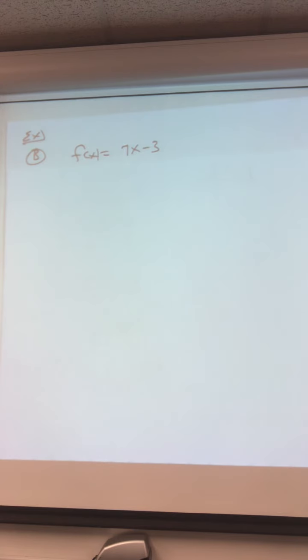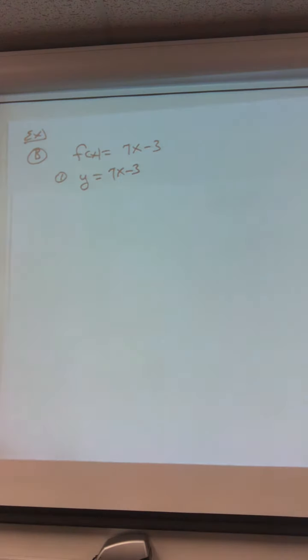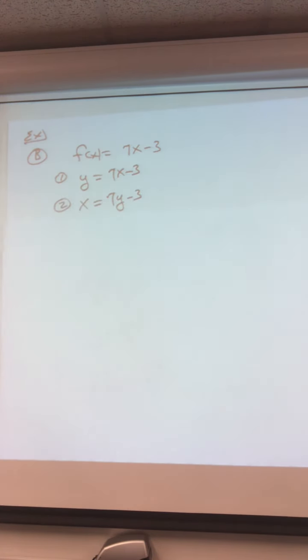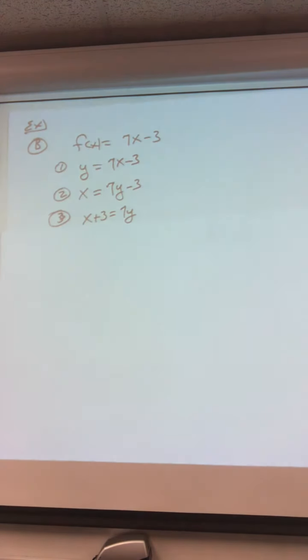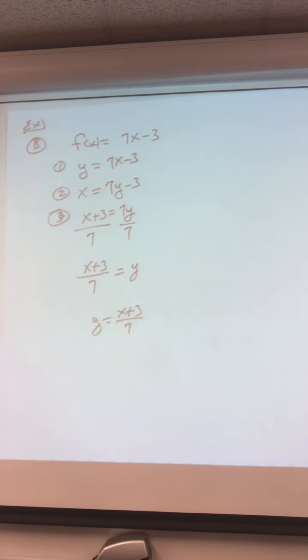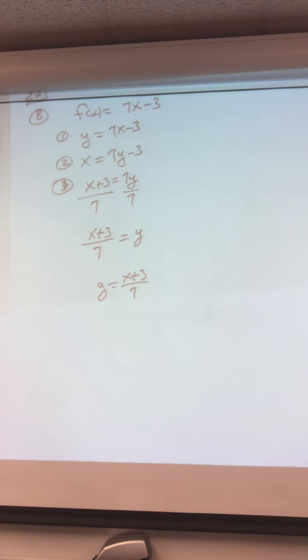All right, here we go. Step 1. Write the given function as y equal. Remember, f of x is the same thing as y. Step 2, interchange your x's and y's. Now step 3, get the y by itself. So I want to add 3 to both sides. So I have x plus 3 equals 7y. Divide by 7 to get rid of the 7 in front of the y. So I'd have y equal x plus 3 over 7. And when you do that, that is your inverse function.